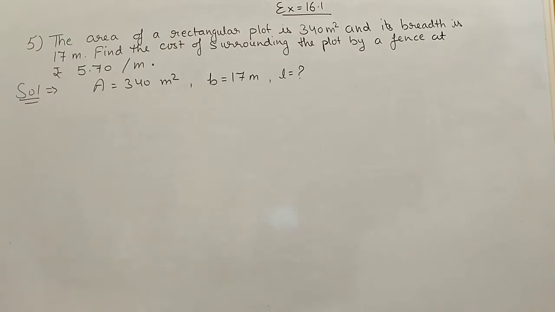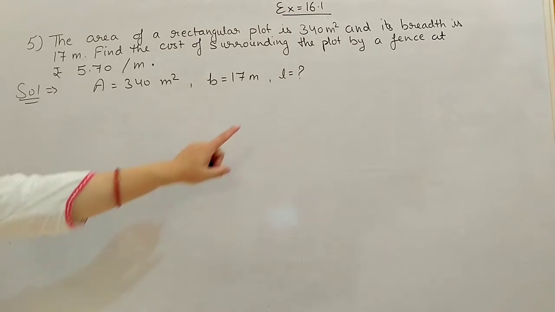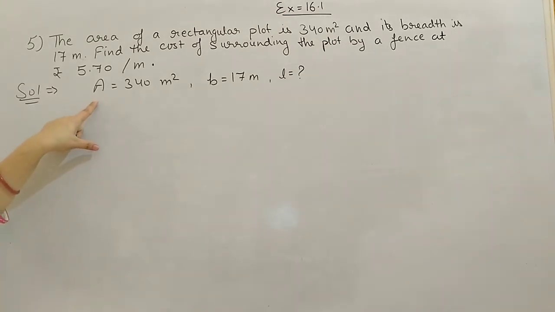Next question number 5. The area of a rectangular plot is 340 meter square and its breadth is 17 meter. Find the cost of surrounding the plot by fence at 5 rupees 70 paise per meter. So when we have to find out the cost of fencing, then it means we have to find out the perimeter, because fence we will put on boundaries only. So we have to find out first perimeter and then we will find out the total cost. To find out the perimeter we need length also. So with the help of area we will find out first length and then perimeter.